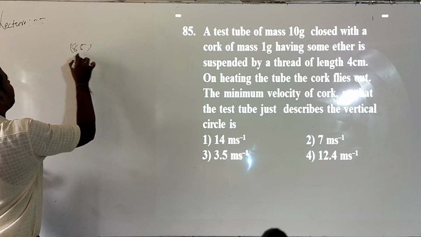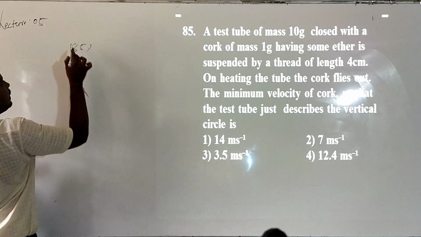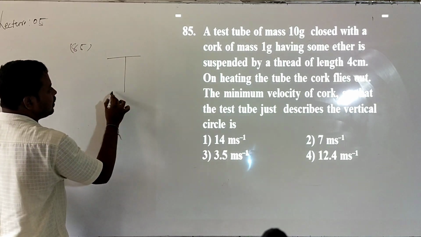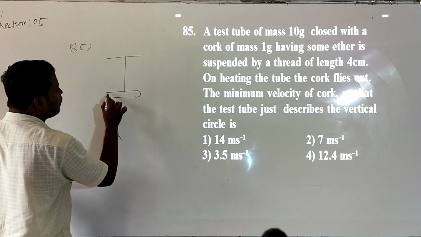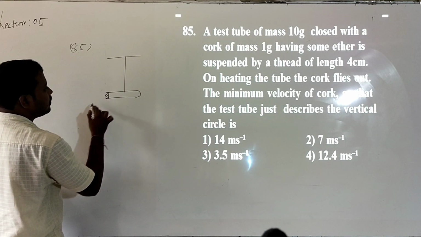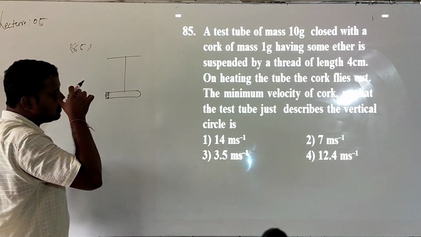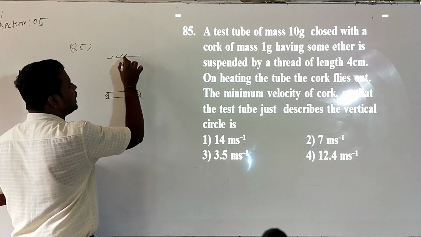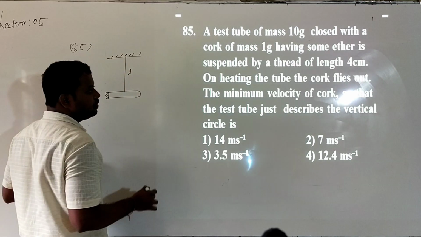Question number 85. What is given is one test tube. That test tube is fitted with a rubber cork. It is filled with some gas. The length value is given. It is suspended by a thread of the given length.